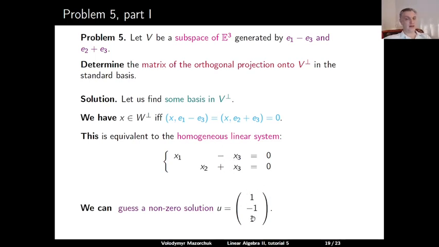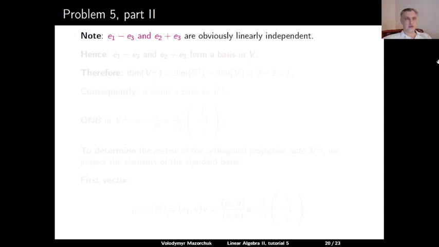So if we plug in 1, minus 1, 1 instead of x1, x2, x3, we see that we will get 0 in both cases, so the vector u, which is 1, minus 1, 1, solves the system. Note that the vectors e1 minus e3 and e2 plus e3 are obviously linearly independent. Hence, they form a basis in V.